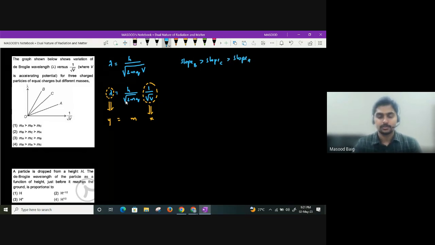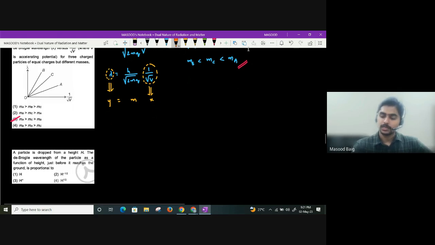Charges are same. So this is the slope again. We'll get this as the slope. Charges are same. H will anyhow be same. More slope means definitely mass will be less, or not, guys. So this implies mass in B will be less than mass in C will be less than mass in A, guys. So MA is greater than MC will be greater than MB. Clear to all of you? Understood everyone?